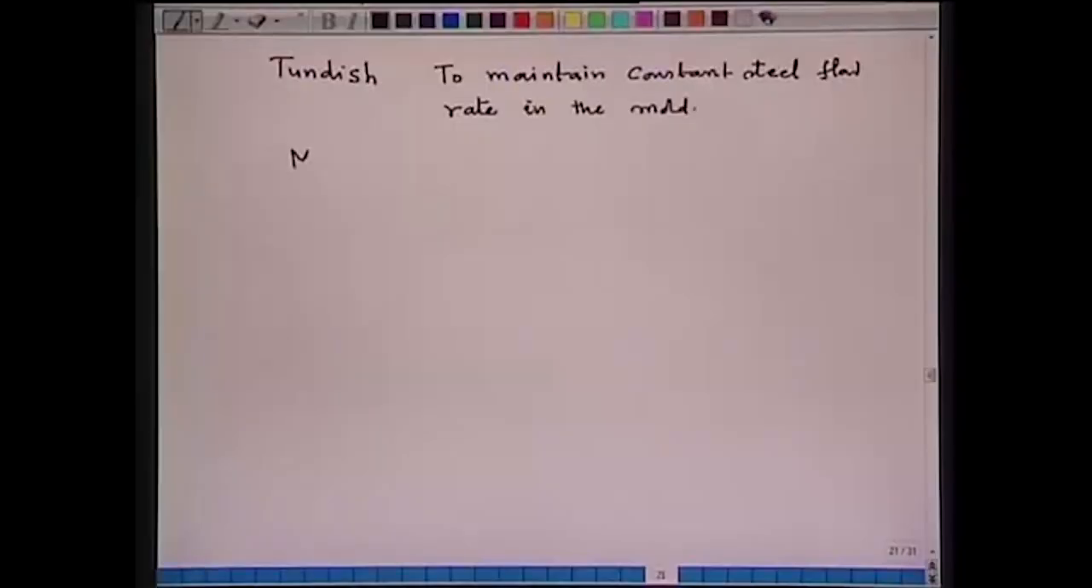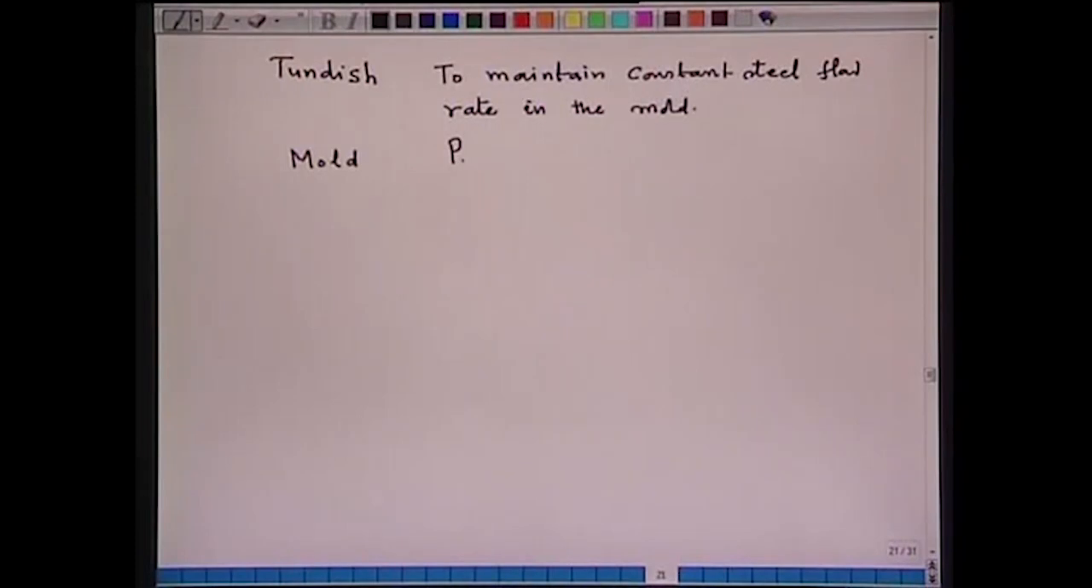As I have said, the mold is a copper mold which has a very high thermal conductivity, because as the molten steel is poured into the mold, the solidification starts and it has to be very quick. So, it has to be of very high thermal conductivity, it is water cooled, and in the terminology of continuous casting, this is the primary cooling. The length of the mold varies from 0.8 meter to 1.2 meter, not more than that.